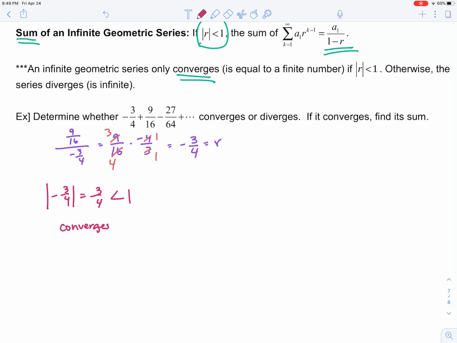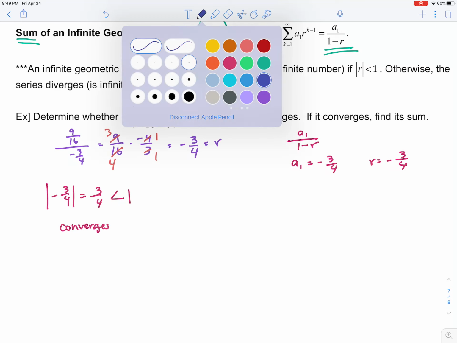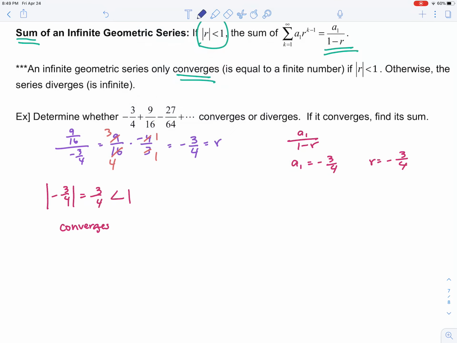And because of that, we can now find the sum using the formula from above. So for the formula, which I'll write right here, we need the first term and we need the common ratio. Well, the first term is negative 3/4, and the common ratio is negative 3/4. They won't usually be the same, they just happen to be in this example. Okay, so we'll plug these in.